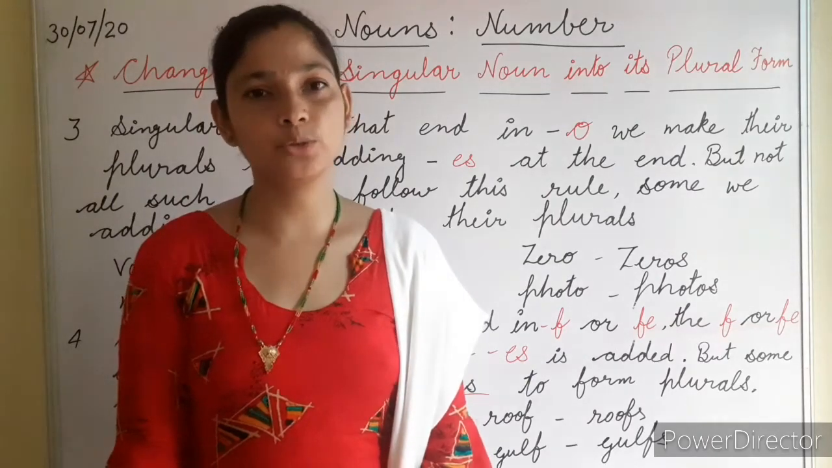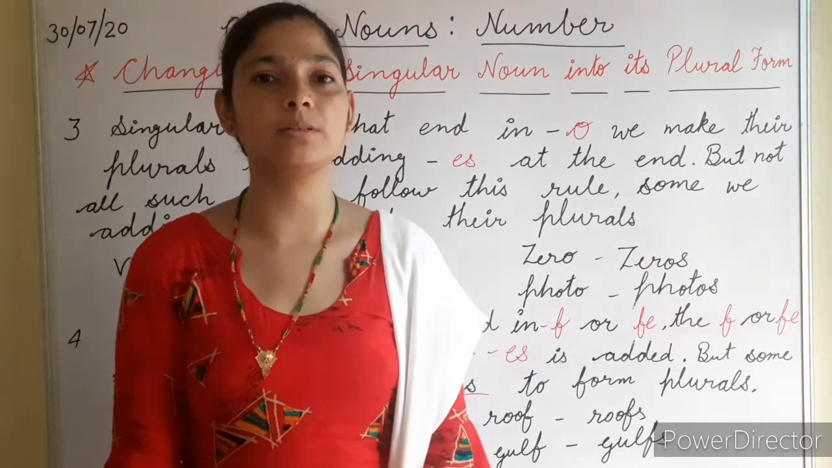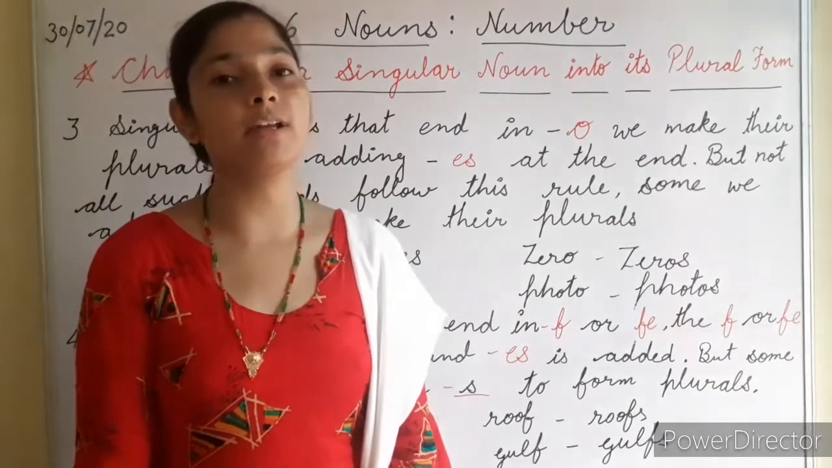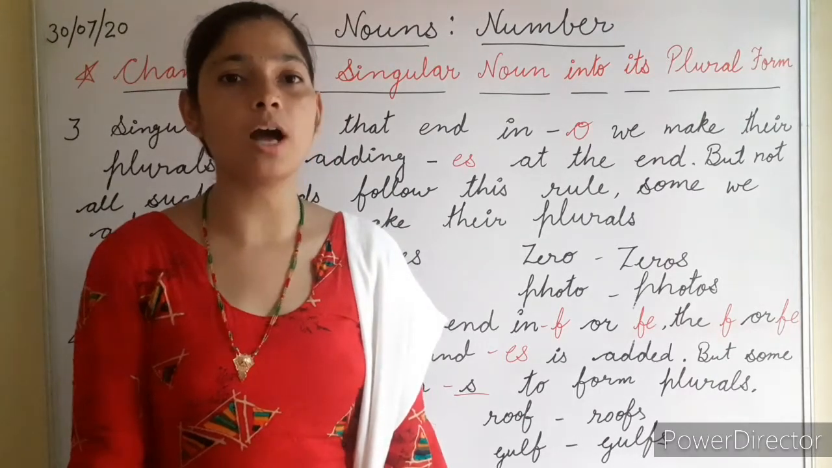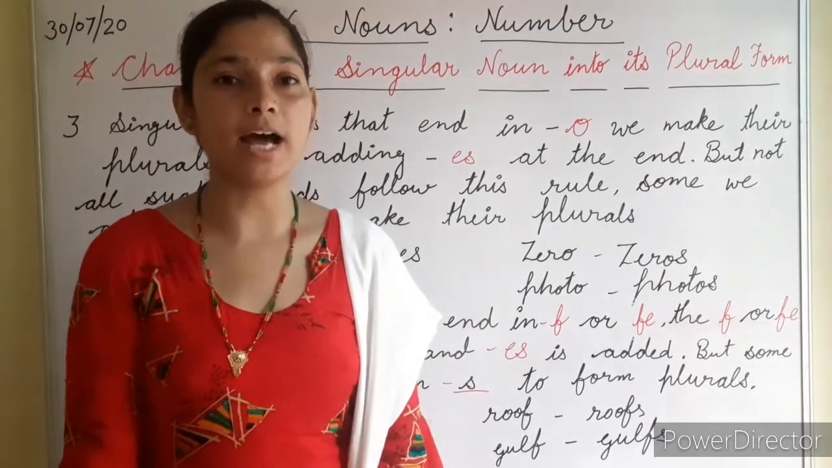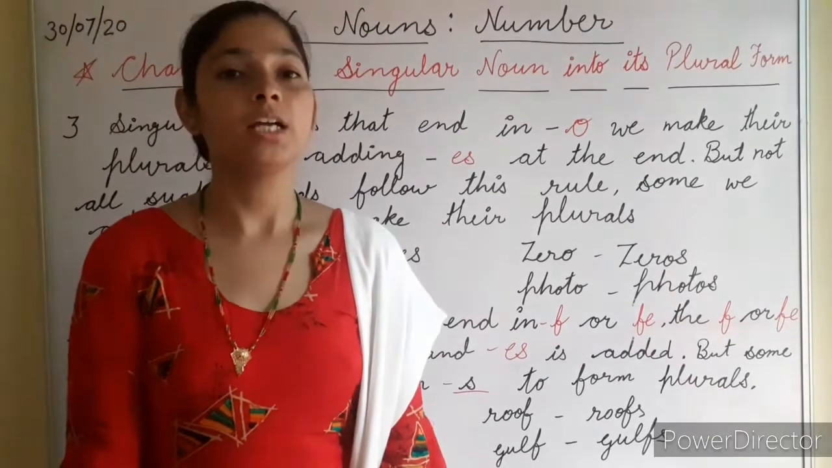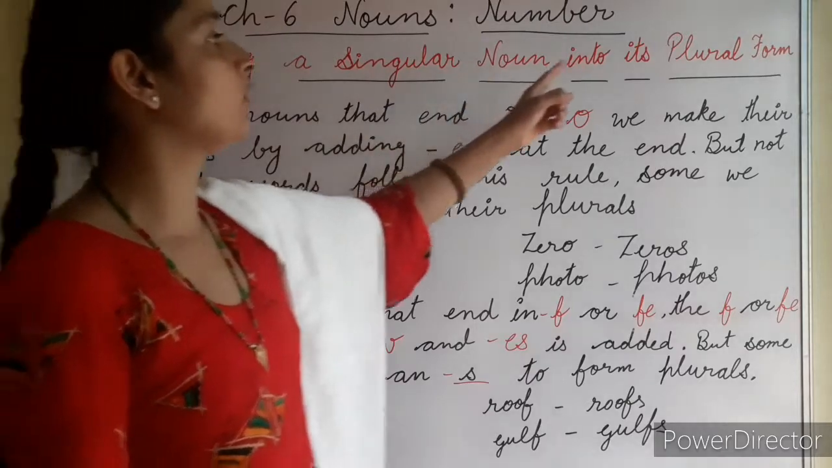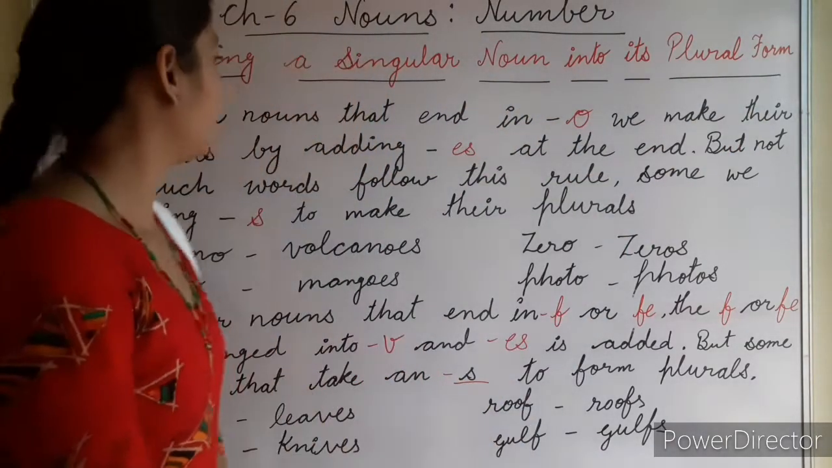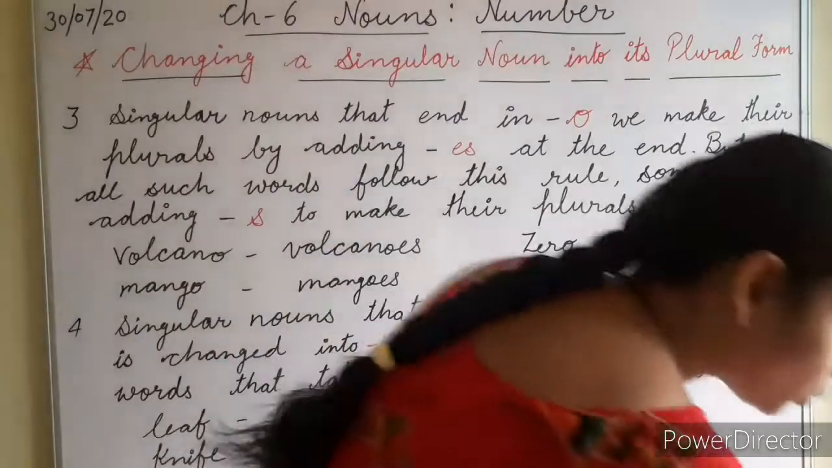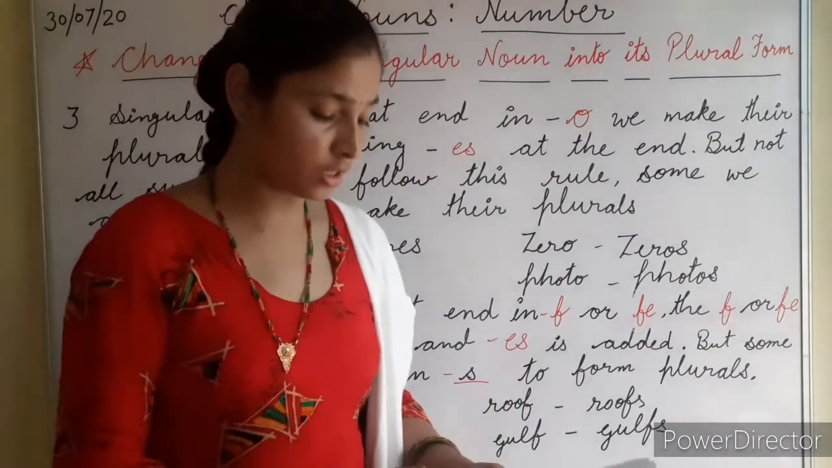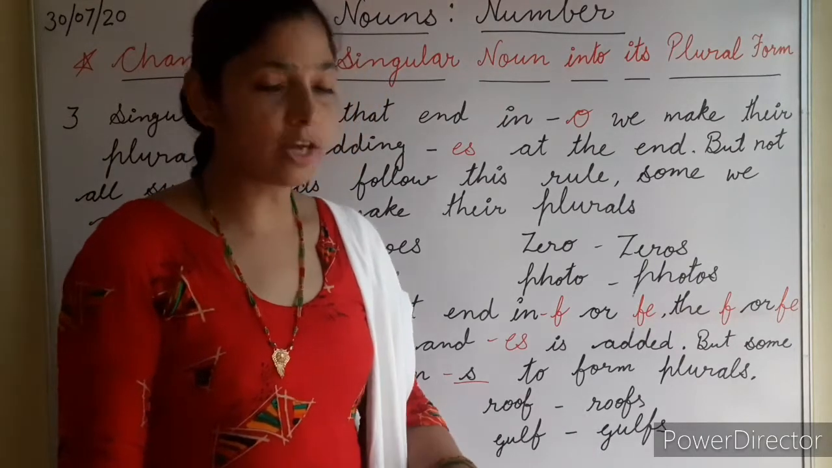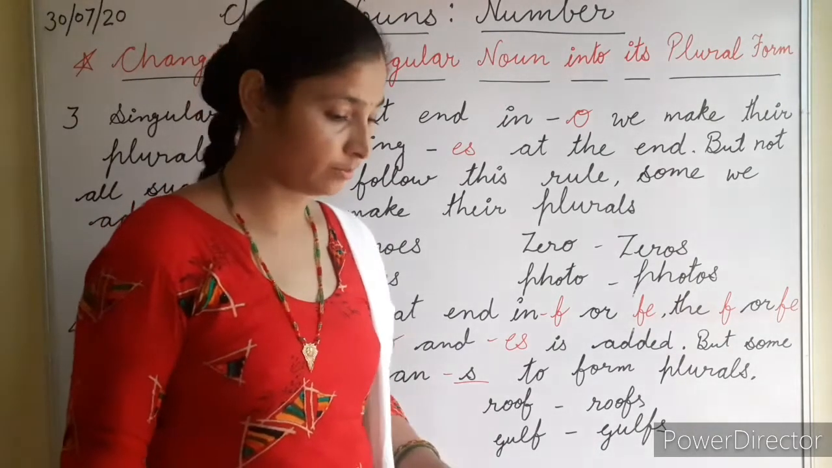Good morning, students. Today in your English class we will discuss your chapter number 6. Its name is Nouns Number. As you know very well, in my earlier video I have already told you what is noun number. Today we will discuss how we change a singular noun into its plural form. So let's start. The first two rules I have already told you, which are on your page number 29, and today we are going to start with rule number 3.